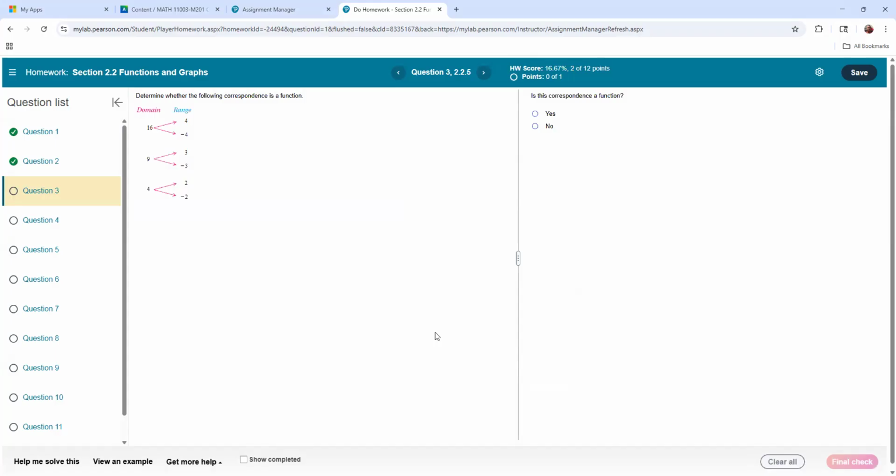All right, so y'all got that, and let's see what's next. Is this a function? Okay, y'all pretty quick on that. Good job. No, because 16 is pointing to two different y values. 9 pointing to two different y values. 4 pointing to two different y values. So that's definitely a no on that one, okay?